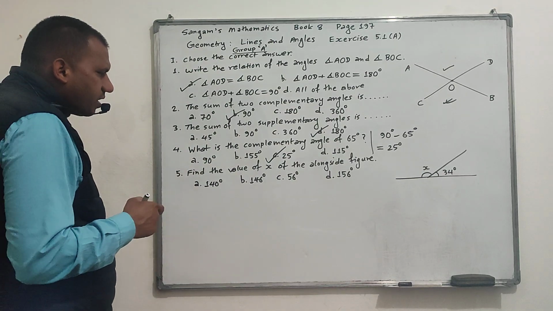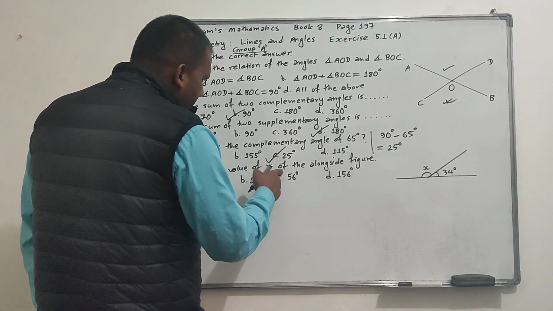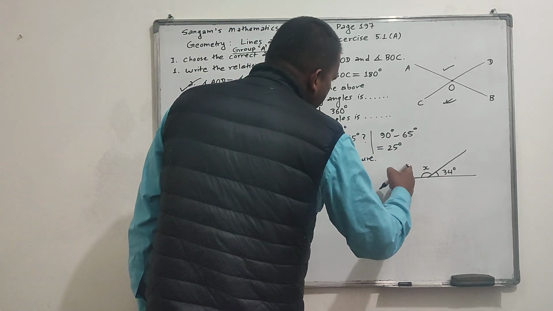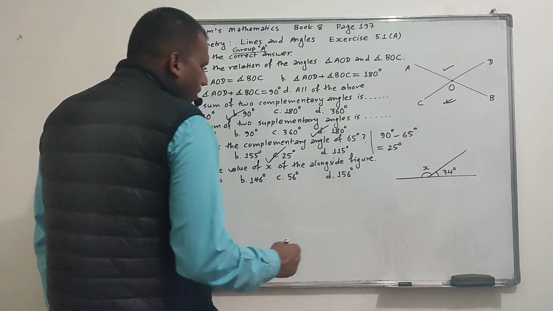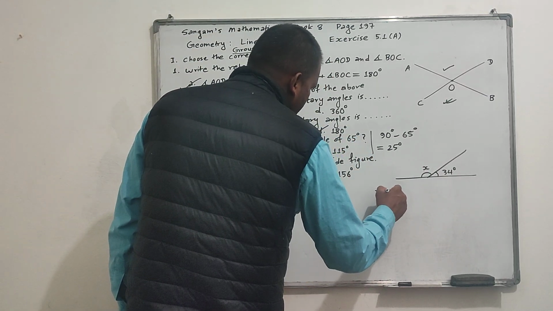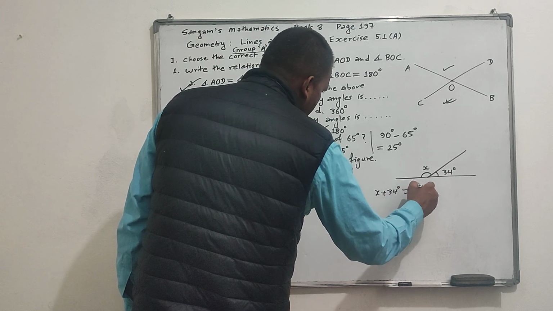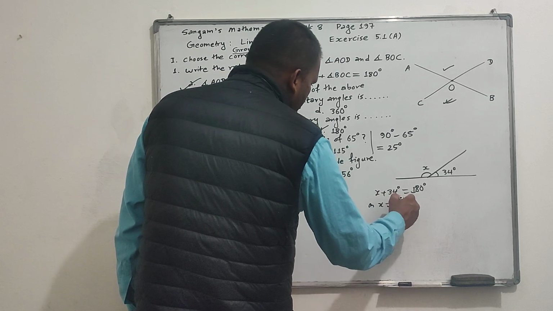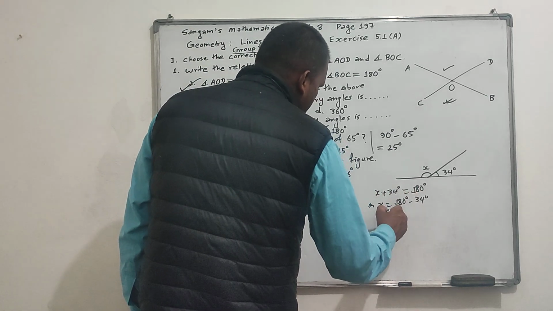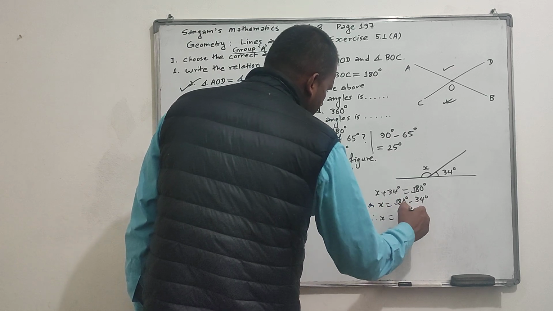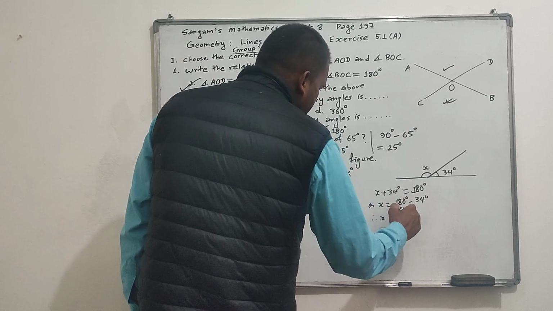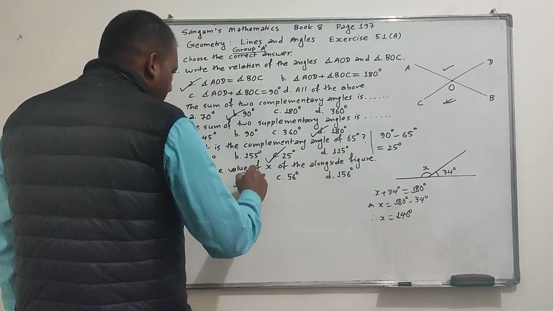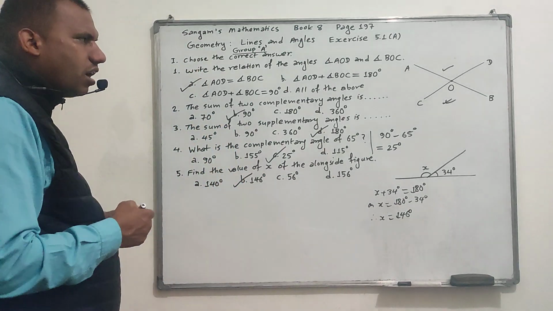Now question number 5, find the value of x of the given figure. In this figure, we have to find the value of x. x and 34 are supplementary angles, so their sum is 180 degrees. So we can write x plus 34 equal to 180 degrees, supplementary angles, or x equal to 180 degrees minus 34 degrees. Therefore, x equal to 10 minus 4, 6, and 7 minus 3, 4, 1 minus nothing, so 1, 146 degrees. So option B, 146 degrees, is the correct answer.